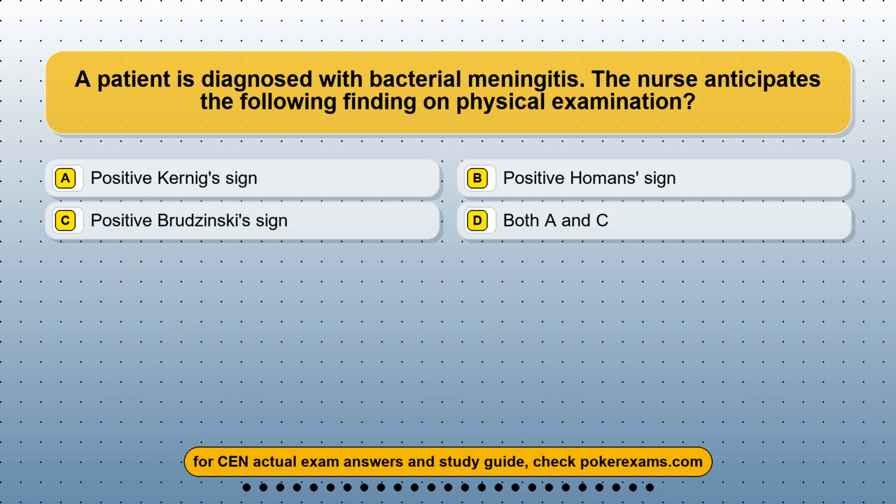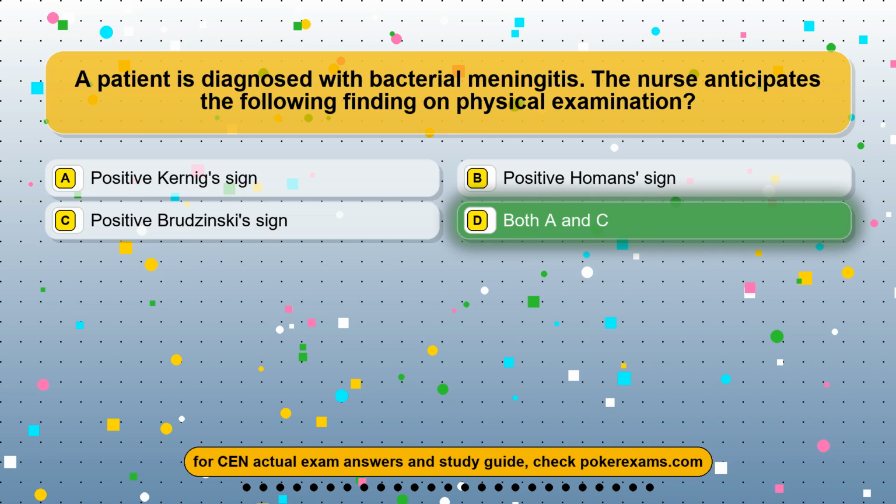Question 4. A patient is diagnosed with bacterial meningitis. The nurse anticipates the following finding on physical examination. Option A. Positive Kernig's sign. Option B. Positive Homans' sign. Option C. Positive Brudzinski's sign. Option D. Both A and C.